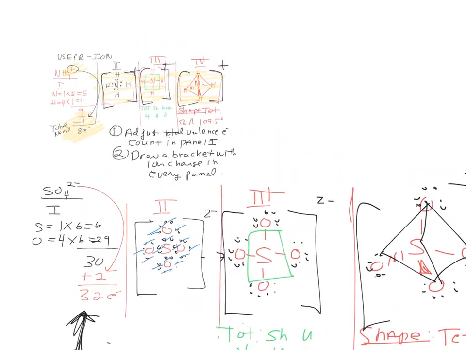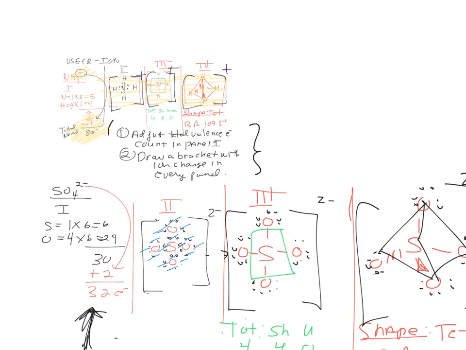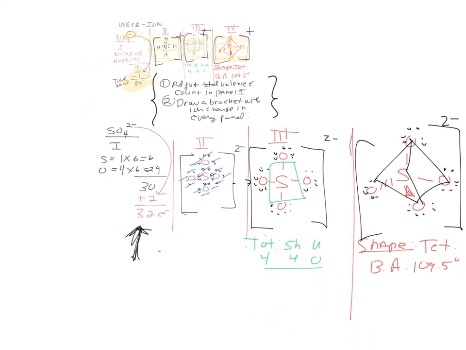So again, in summary, adjust the total valence electron count in panel 1, and finally draw a bracket in each panel after that with the ion charge in every single panel all the way to the end, and everything else is the same.